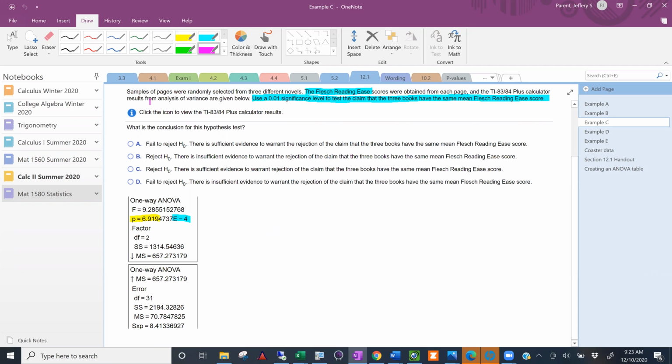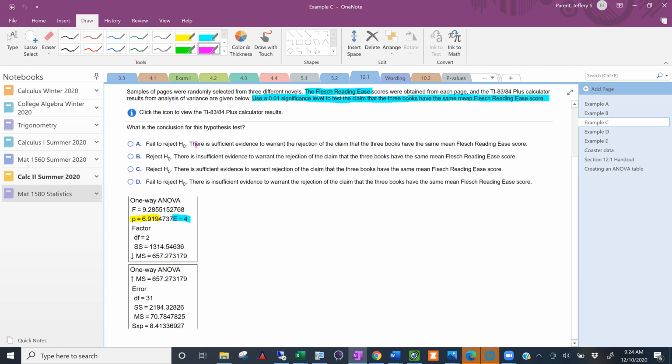Let's look at example C. Samples of pages were randomly selected from 3 different novels. The Flesch reading ease scores were obtained from each page, and the TI-84 Plus calculator results from analysis of variance are given below. Use a 1% significance level to test the claim that the 3 books have the same mean Flesch reading ease score. What's your conclusion about this? What is the conclusion for this hypothesis test?